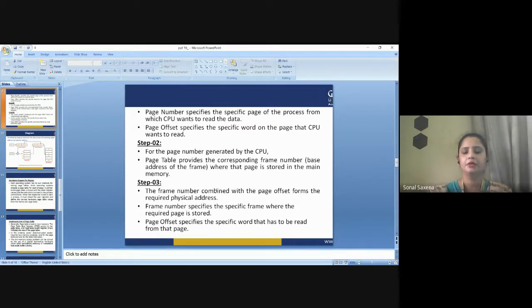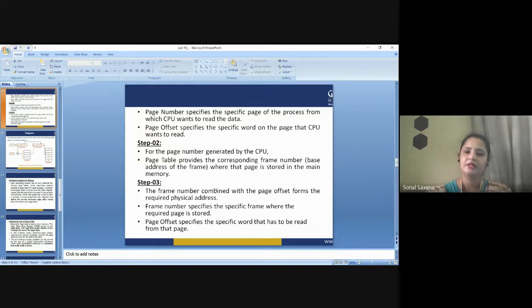So here your page number specifies the specific page of the process from which the CPU wants to read the data. So it will give you the exact address of the page which is residing in the memory. Secondly, the page offset always specifies the specific word on the page that the CPU wants to read. As I have told you, the page number is 6 and I want to execute the 28th line. So on page number 6, the 28th line is the page offset. So these are the two things which are generated. Okay, this is step number 1.